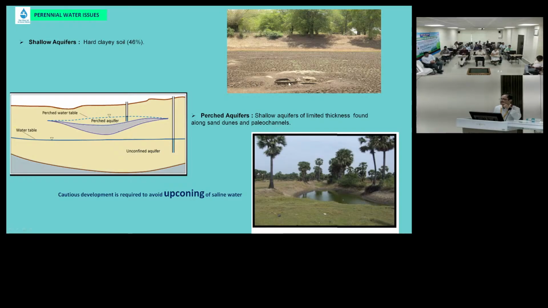Can you see this structure? Once the iron structure is there. So, what is this? They are trying to recharge this area. They have made a shaft-like thing, and inside the shaft they have put boulders, pebbles, sand, everything, so that water can get inside it, percolate, and recharge this aquifer.